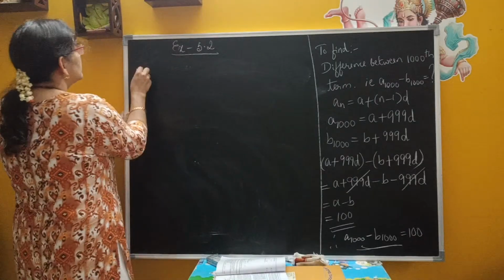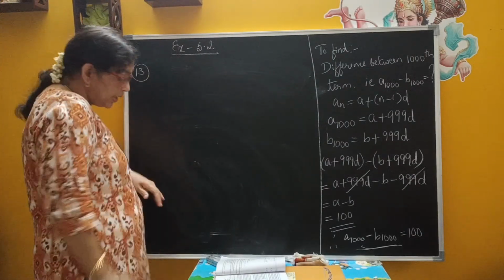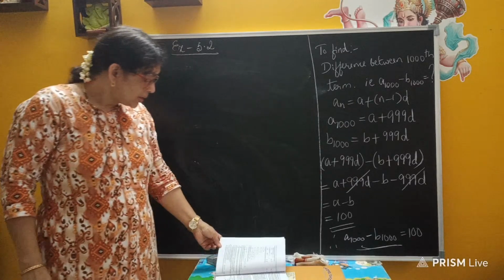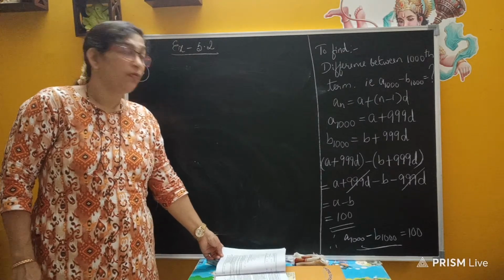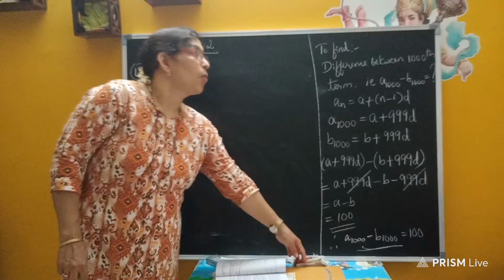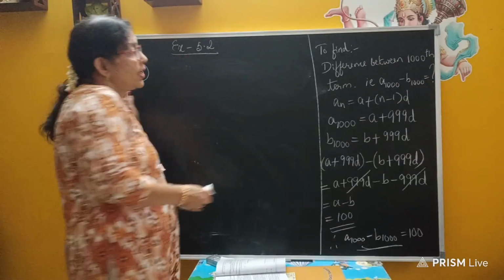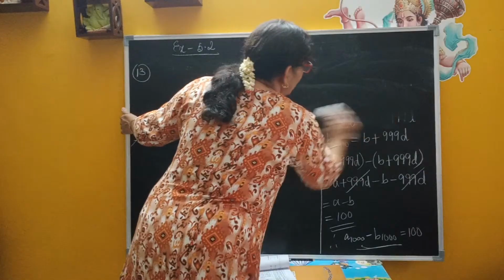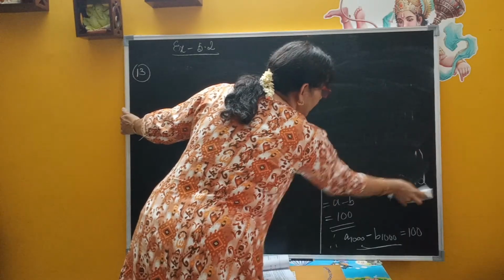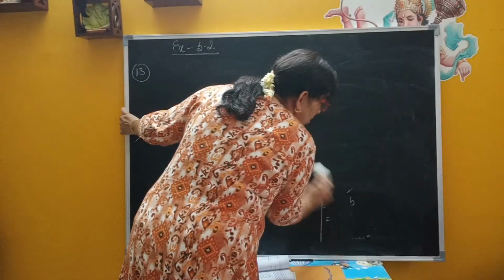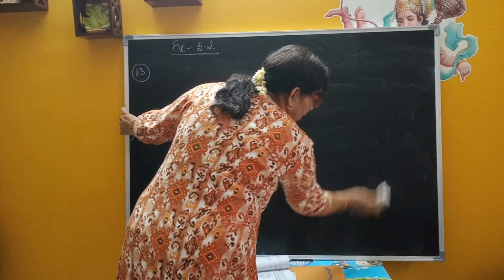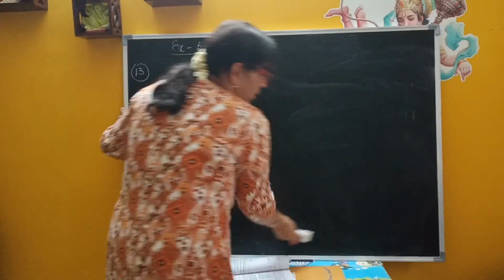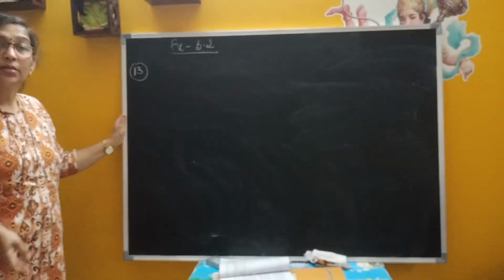13th problem. Let us read it. How many 3-digit numbers are divisible by 7? Okay. Now let us find which are the 3-digit numbers. 3-digit numbers start from which number? 100, because until 99 we have 2-digit numbers. So the first 3-digit number is 100.